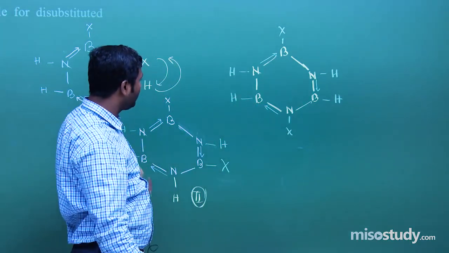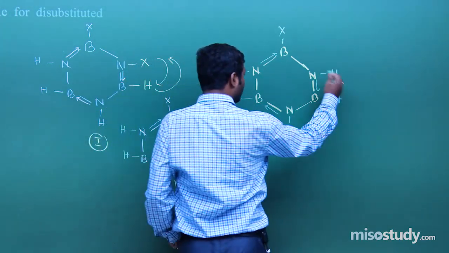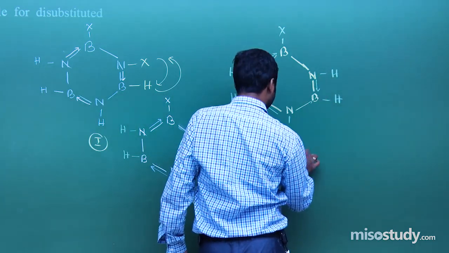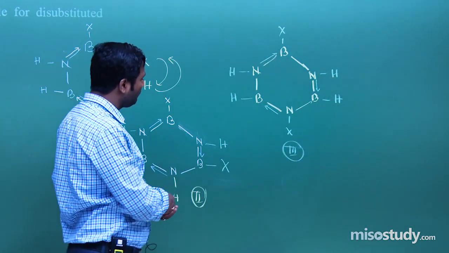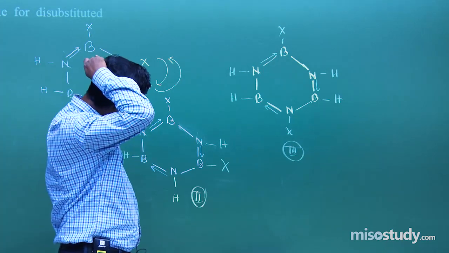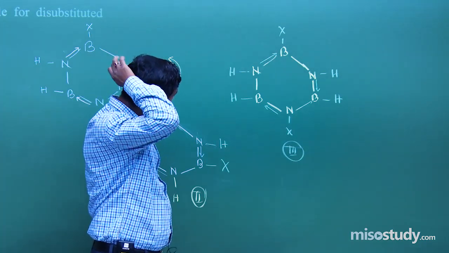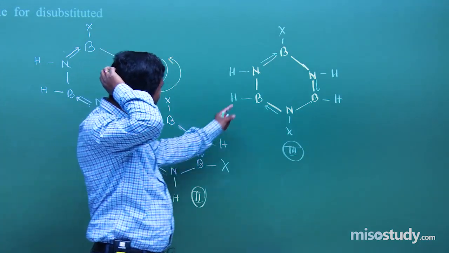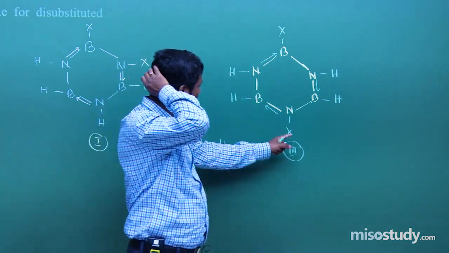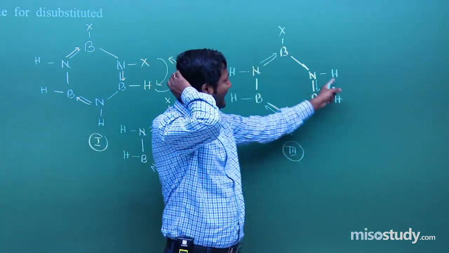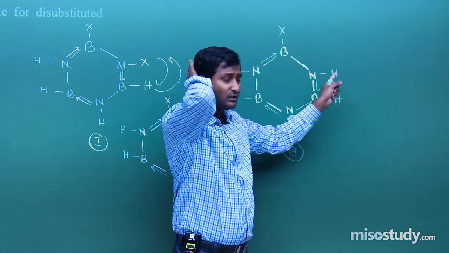Okay, looks different from this structure. There is a position of halogen changes. This one is the third structure. Okay, is there any more possibility to draw the structure? What to do? Tell me. Yeah, definitely. If I put X here and one X here, then another structure will be possible.